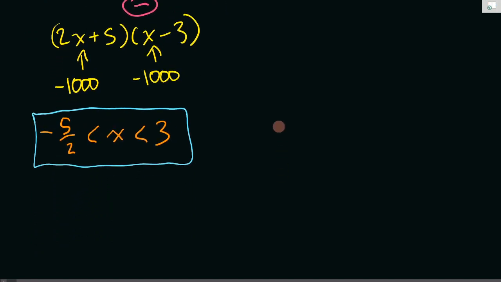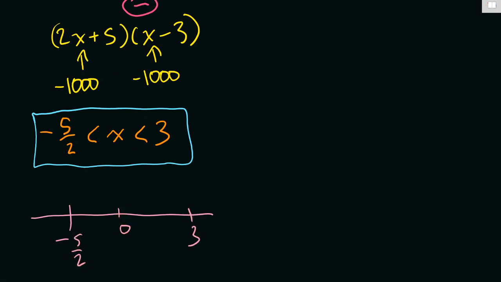The other way would be to actually show it on a number line. Negative 5 over 2, 3, let's throw 0 in the middle. And so then we're going to do hollow to hollow with a line connecting the two. Okay, so there's our solution.